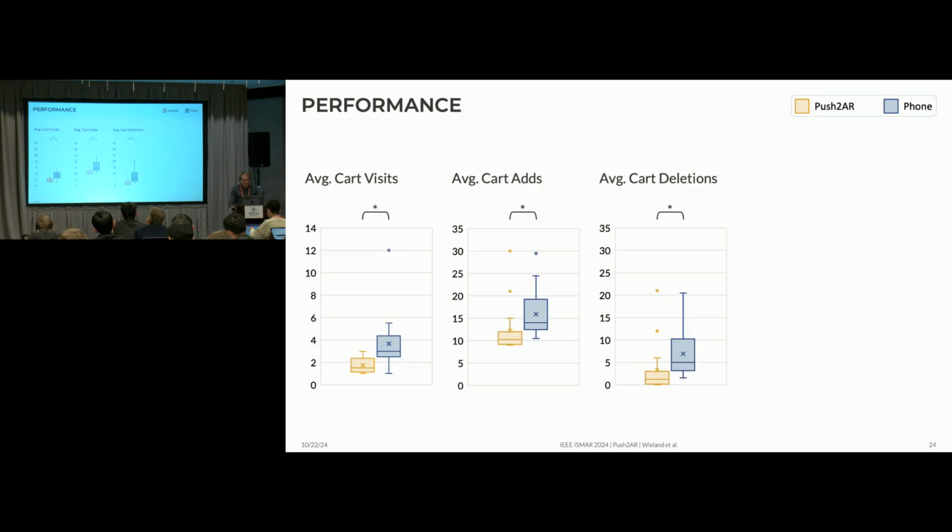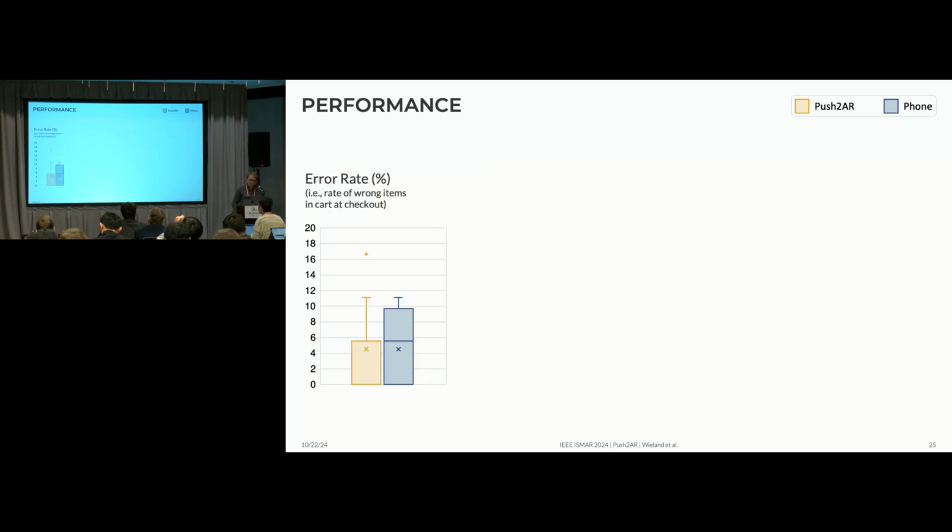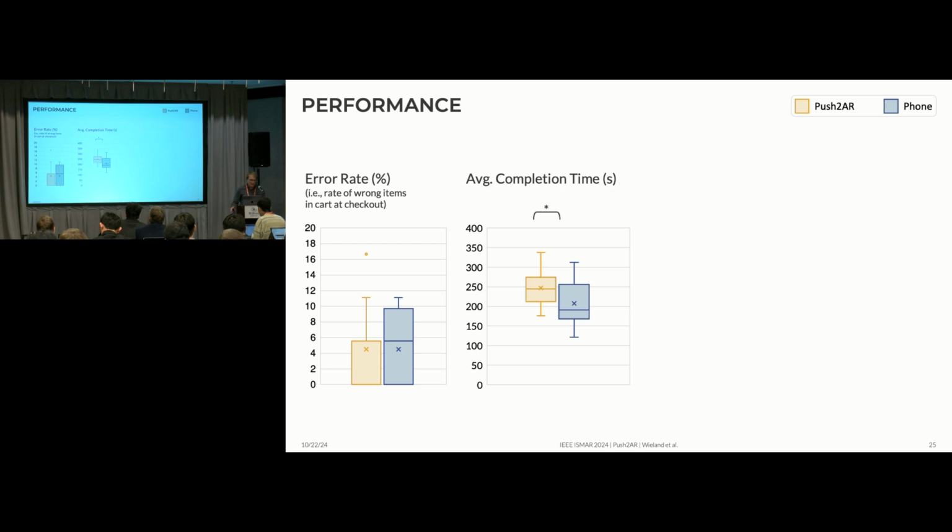In terms of performance, our technique significantly reduced the number of interaction steps required to solve the task. So with push-to-AR, participants had to open the cart significantly less often. Also, they added and deleted significantly fewer items to and from the cart. Further, we couldn't find a difference in error rate, which is the percentage of wrong items in the cart at checkout. However, participants solved the task faster with the phone condition.